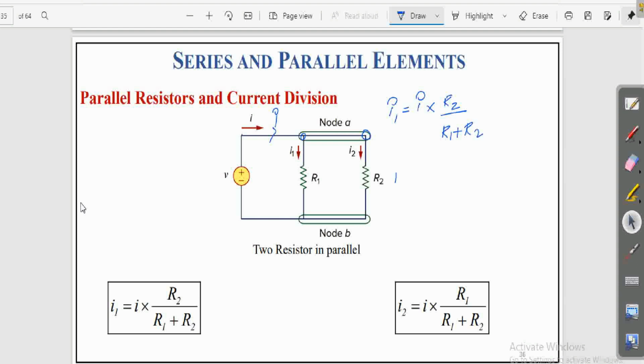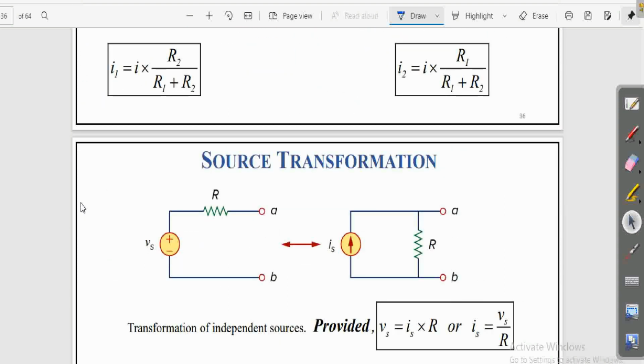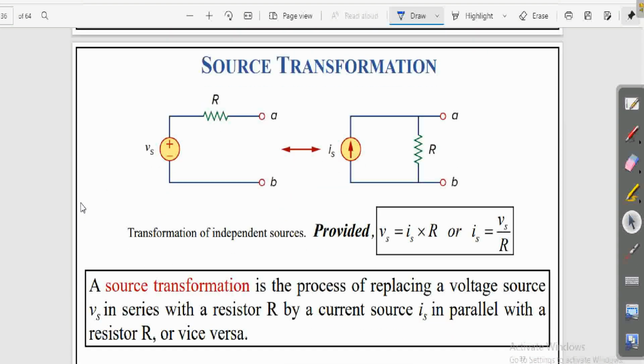And if I want to consider, I2 is equal to the total current into R1 by R1 plus R2. This is your current division rule. Already we have seen this current division rule. So this is very important, source transformation. This source transformation is helpful in your theorems, like Thevenin's and Norton's theorem. That's why we are considering it at this point.